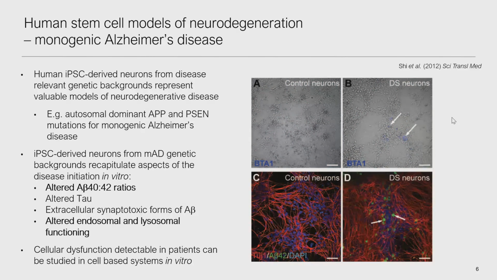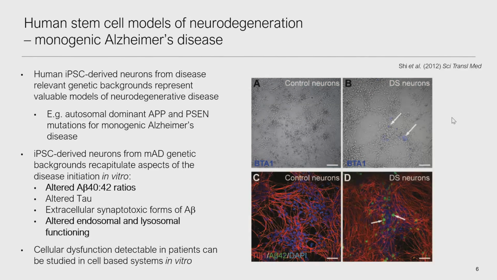Now, a couple of examples of these will be shown in the following slides, particularly the APP and PSEN mutations, which are linked to monogenic Alzheimer's disease. We've shown, and a lot of this data is published, that these neurons are able to recapitulate aspects of early disease pathology in vitro. Examples of this, some of which I'm going to show you data on, are altered beta amyloid 40 to 42 ratios, alterations in tau biology, extracellular synaptotoxic forms of A beta that are produced and released into the cell culture supernatant, and also altered endosomal and lysosomal functioning.